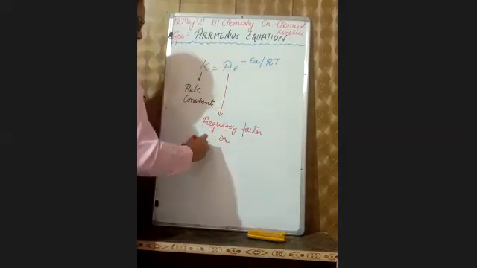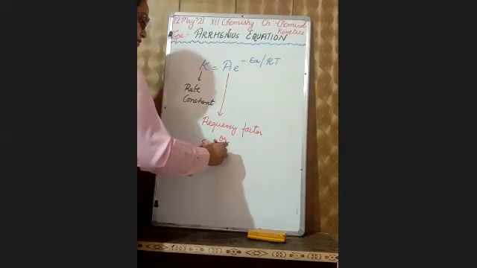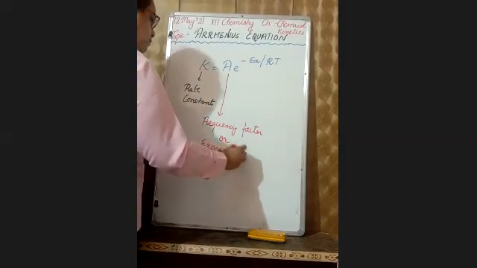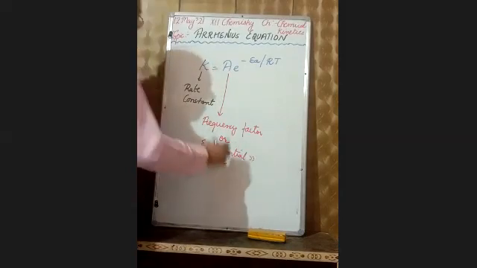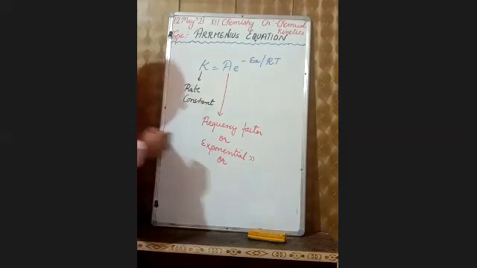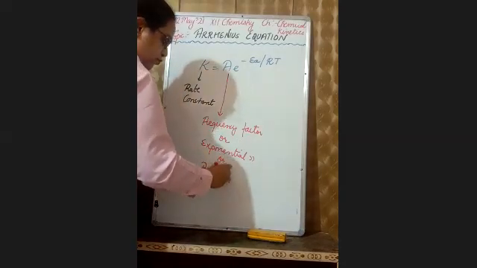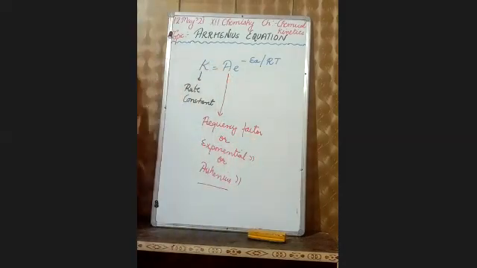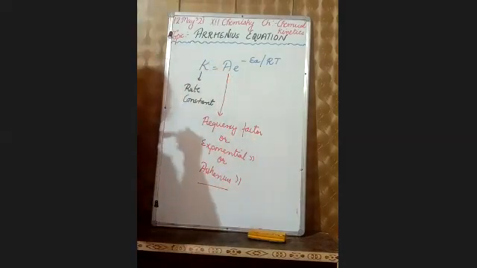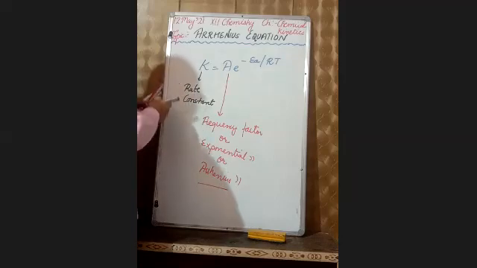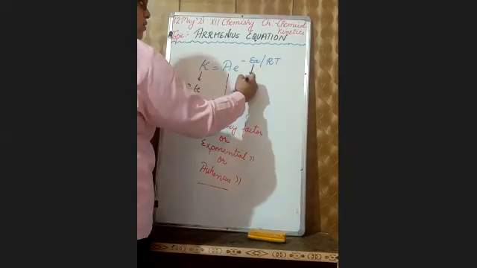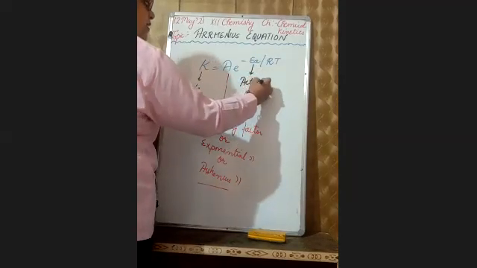or exponential factor or Arrhenius factor. The most commonly used word is Arrhenius factor. e is your exponential. This e is your activation energy.